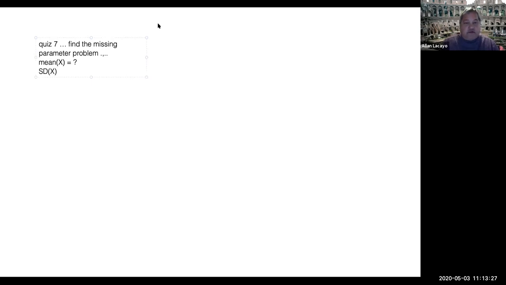And the key again to find this is we know the z-score of a data set is when you compare x to the mean of x in standard deviation units of x. We divide the top by the bottom.